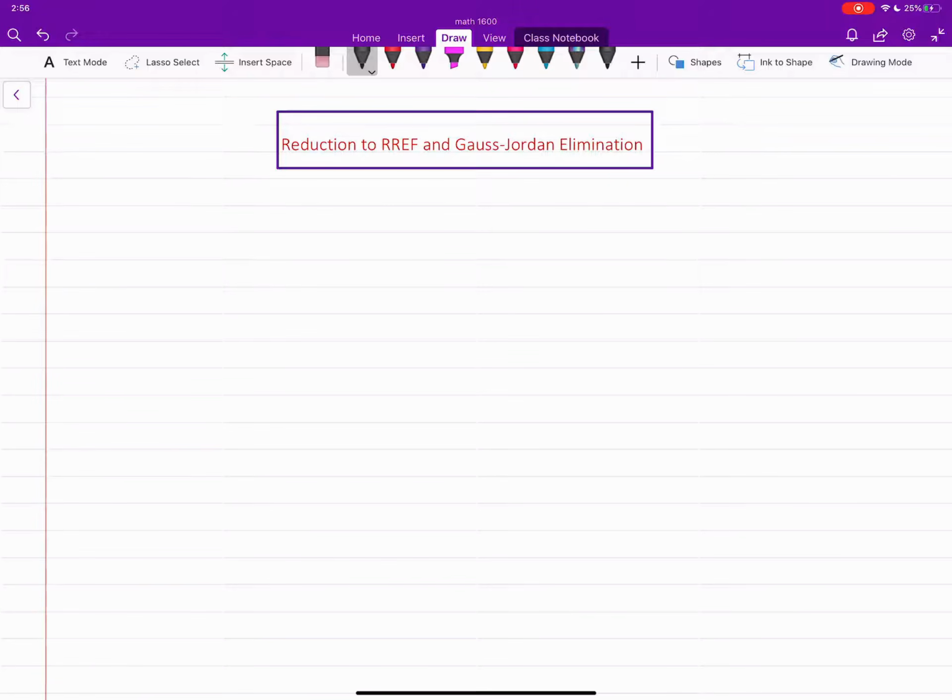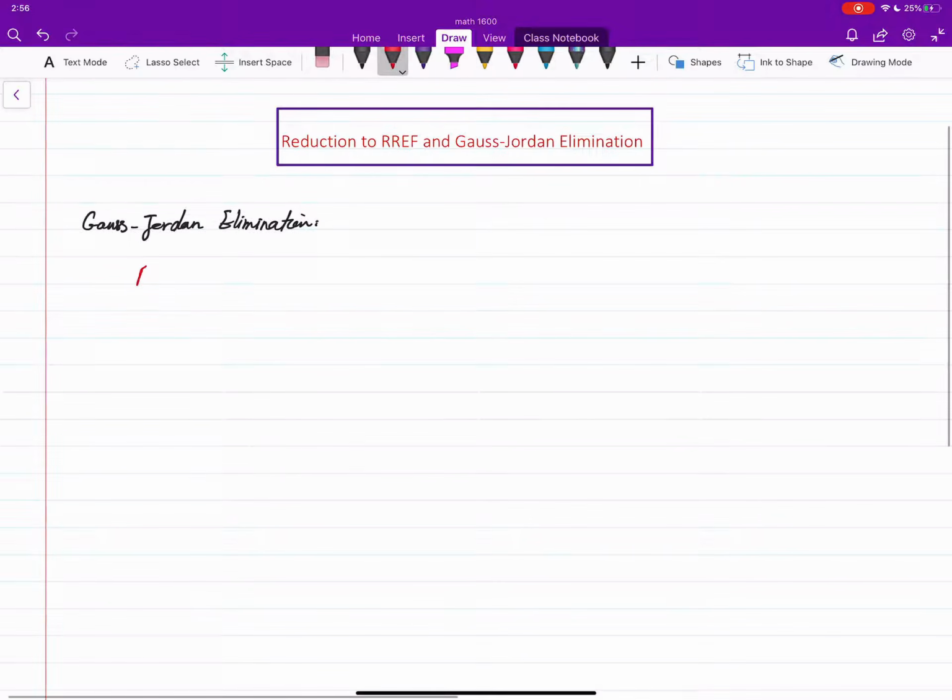Hi, in this video we will learn another method to solve system of linear equations called Gauss-Jordan elimination. This method is an elaborate version of Gaussian elimination in which instead of reducing the augmented matrix to row echelon form, we reduce it to reduced row echelon form. So the steps for Gauss-Jordan elimination are exactly the same as Gaussian elimination. So let me just, for review, write it here.